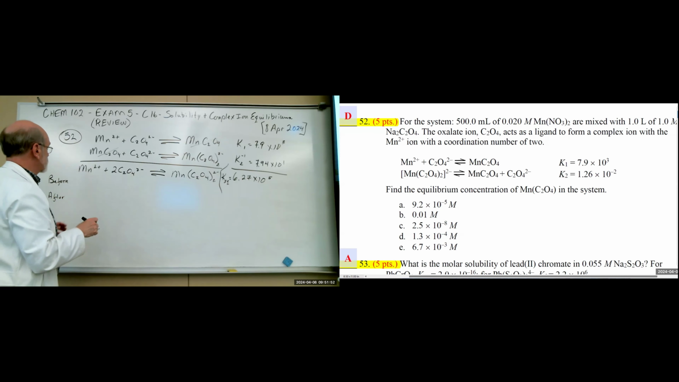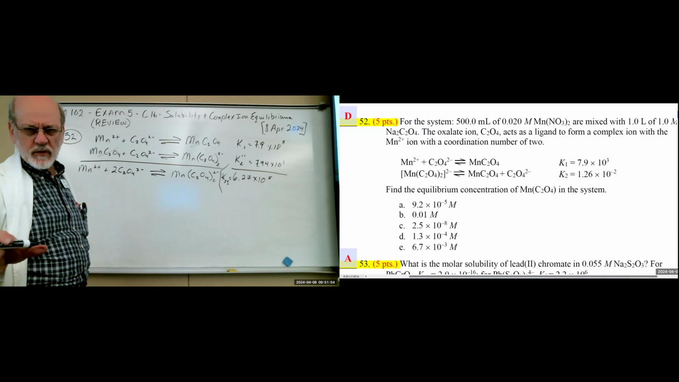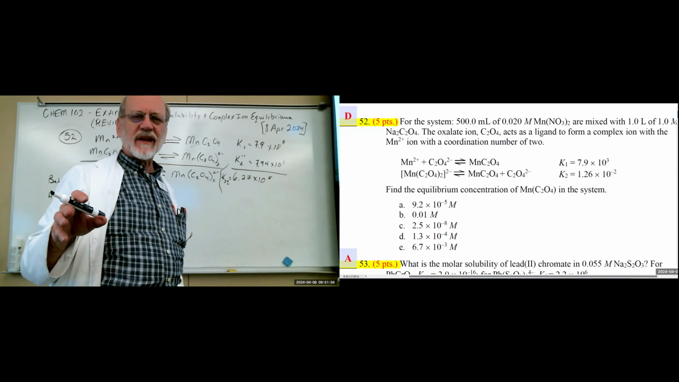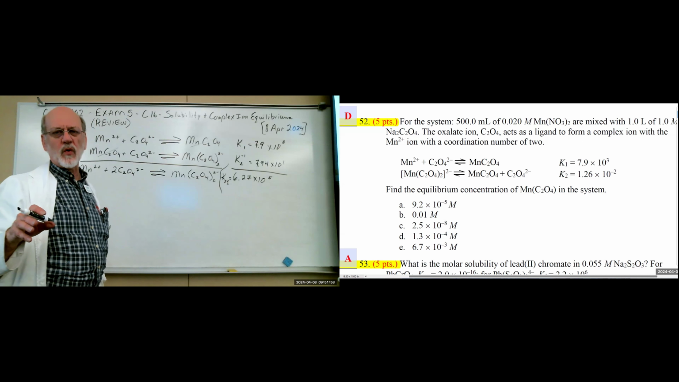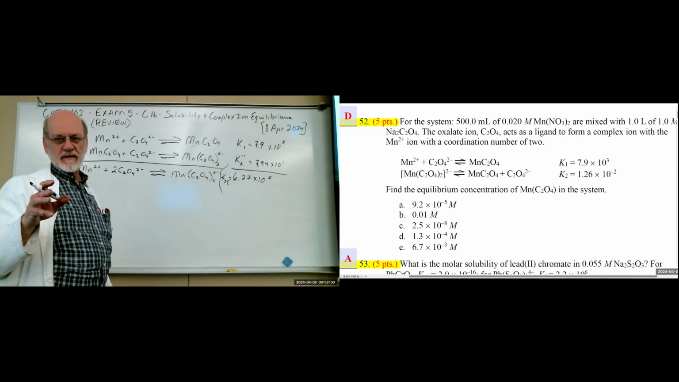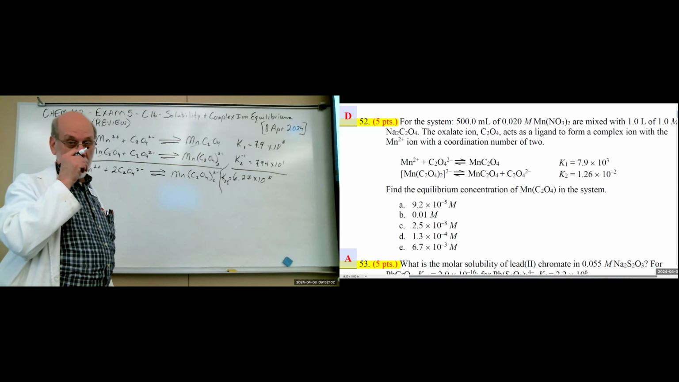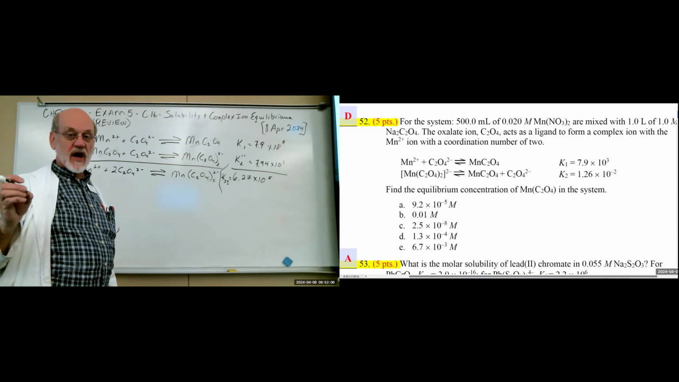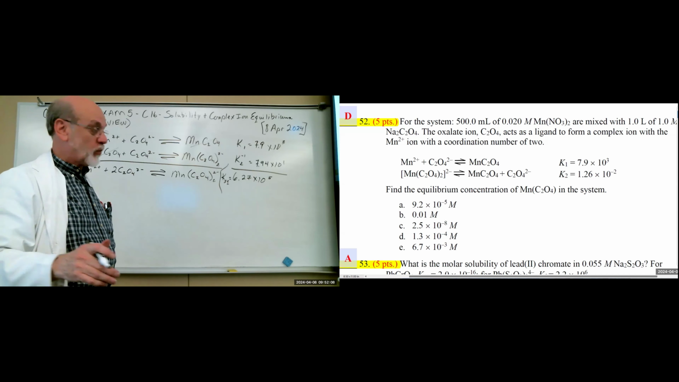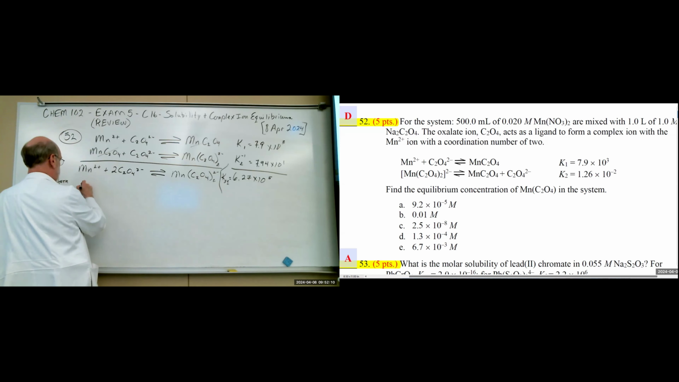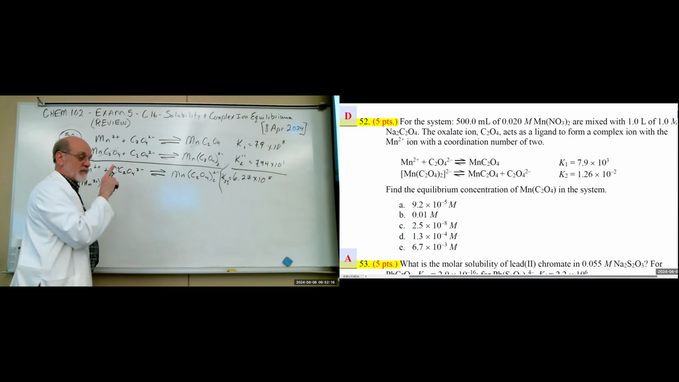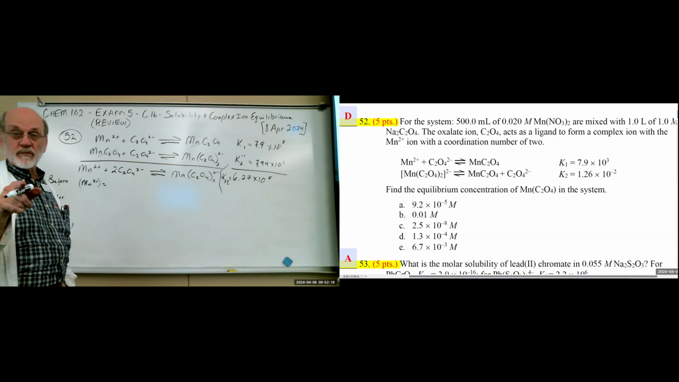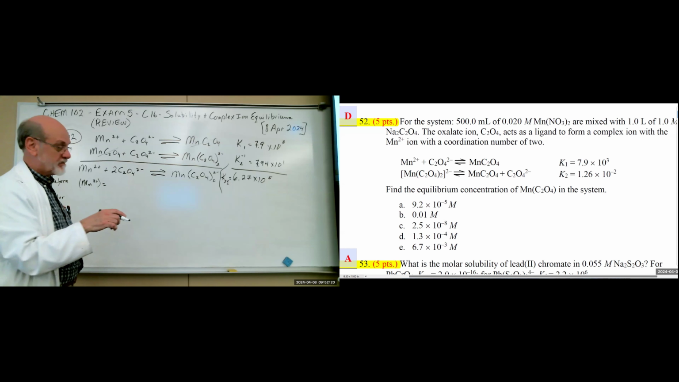So what's the concentration of the before? Well, let's see. We're given 500 milliliters of 0.02 molar manganese nitrate mixed with 1 liter of 1 molar sodium oxalate, right? What's the concentration of manganese? Well, the molarity times the volume gives you the number of moles of manganese.